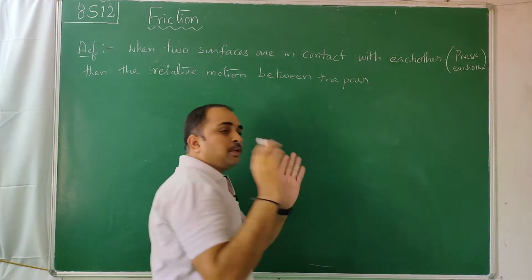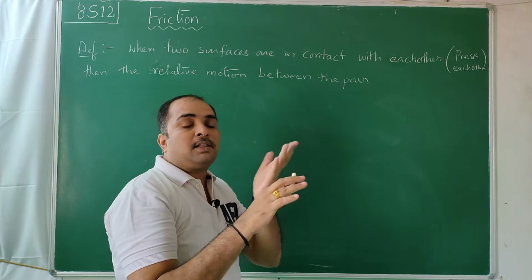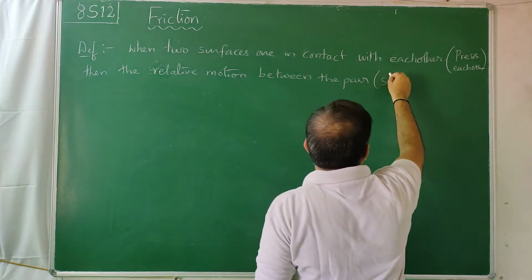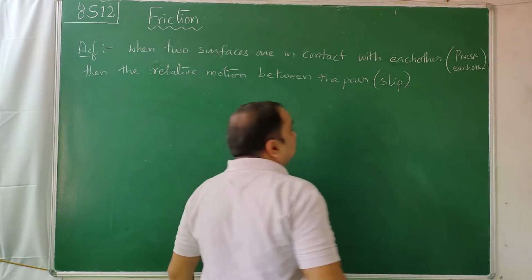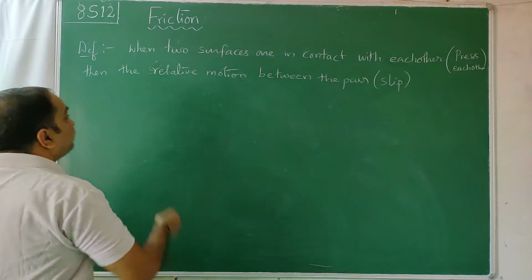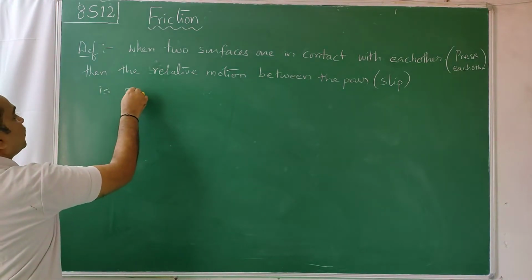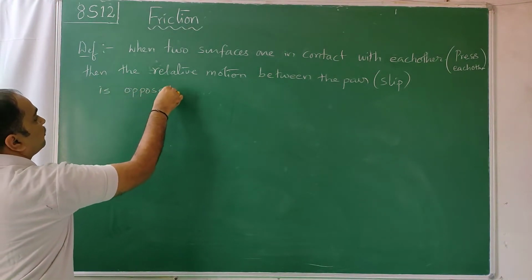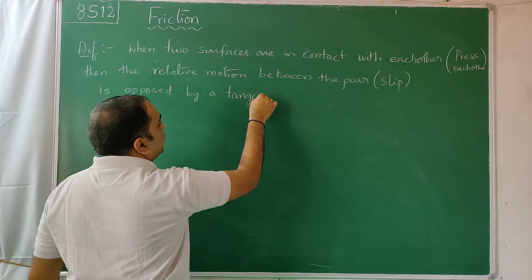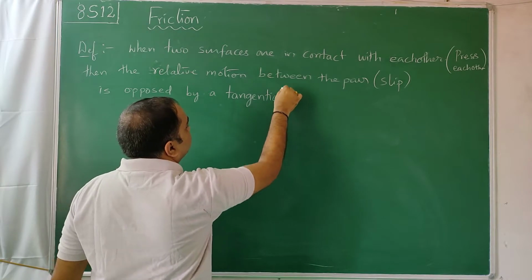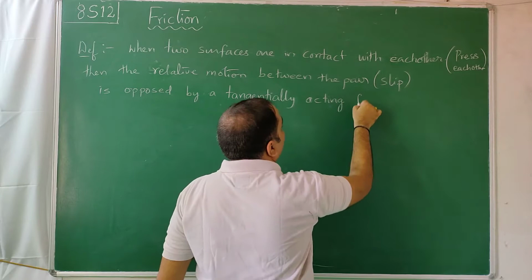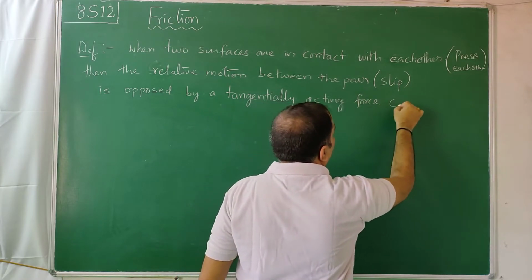So when you are talking about two surfaces, there is nothing extra we are adding. Between the pair, that relative motion is called slippage. Relative motion between the pair is called slip, and it is opposed by a tangentially acting force, called frictional force.